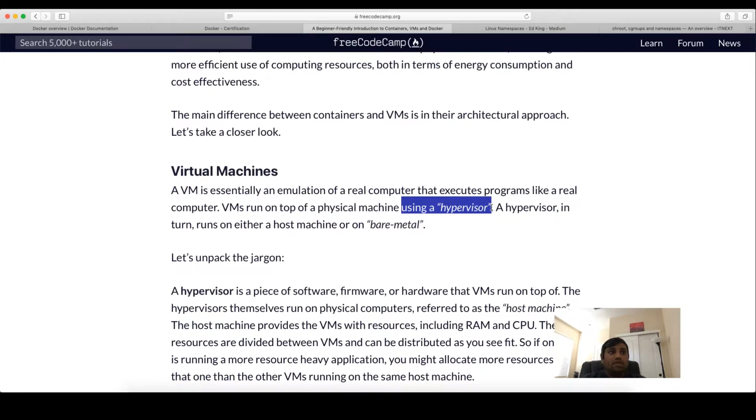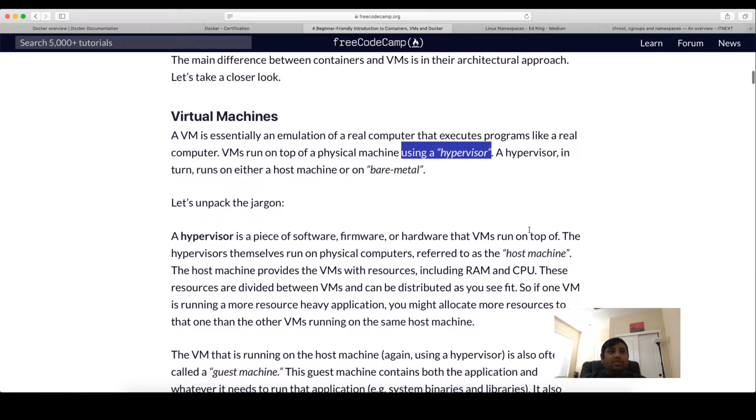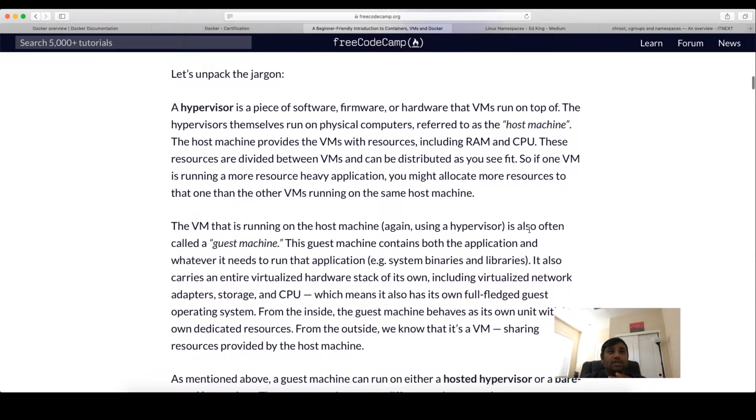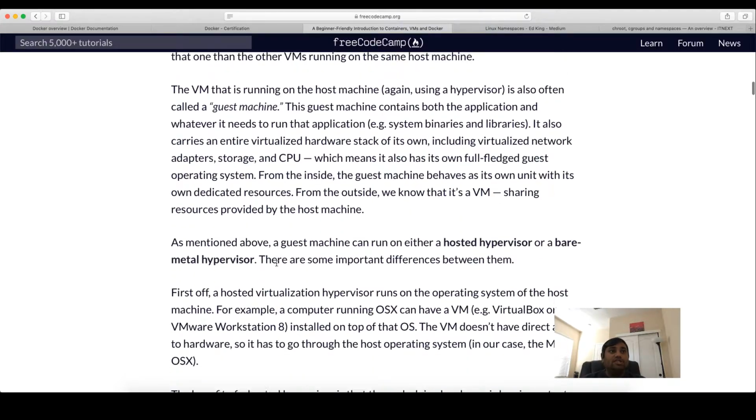So there are a couple of things that were involved here. Sometimes the VMs in the VM world are also called a guest machine. That means the guest machine contains both the application as well as the operating system. That means, let's say, if you want to run Linux on a VM, you can go ahead and create a VM that will have its own full operating system as well as the applications.